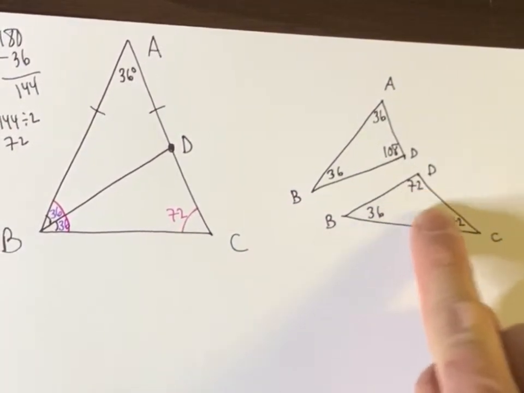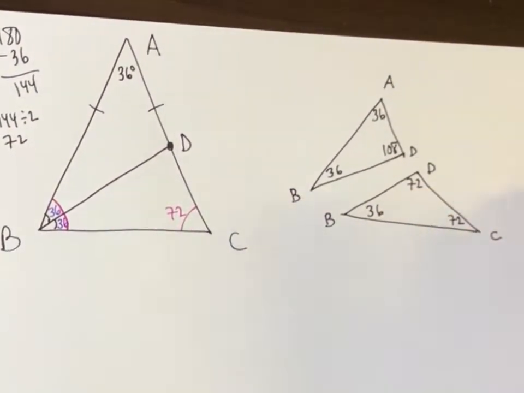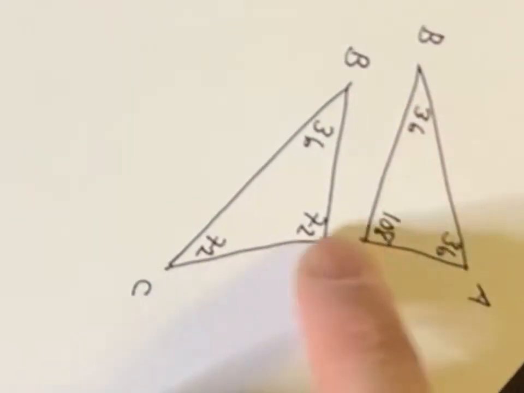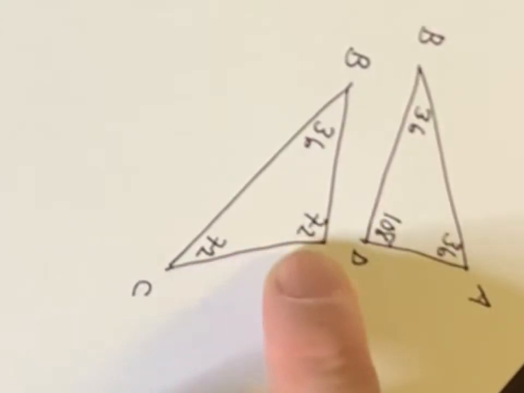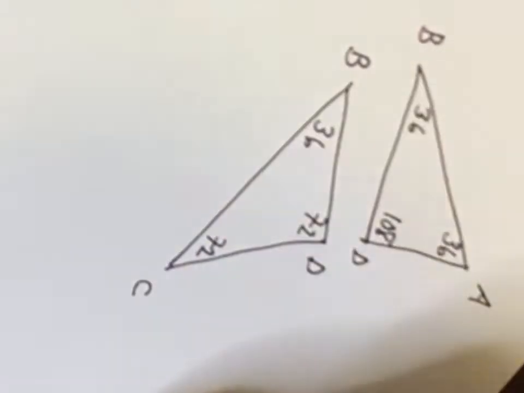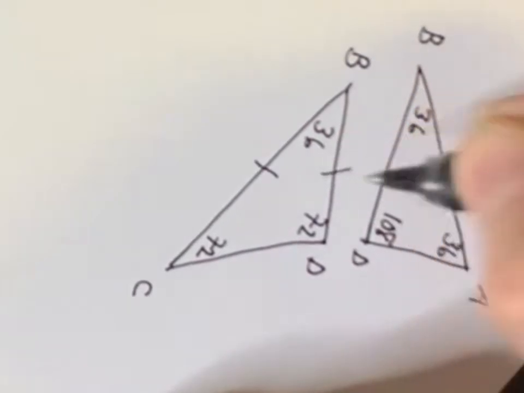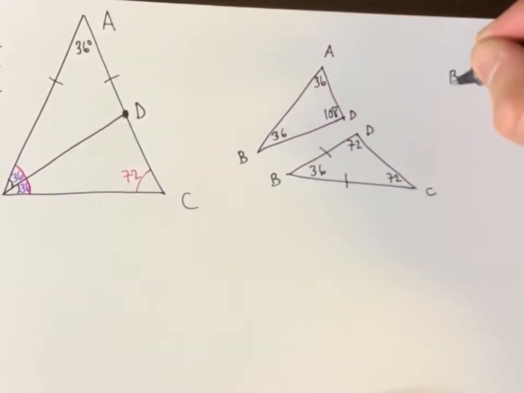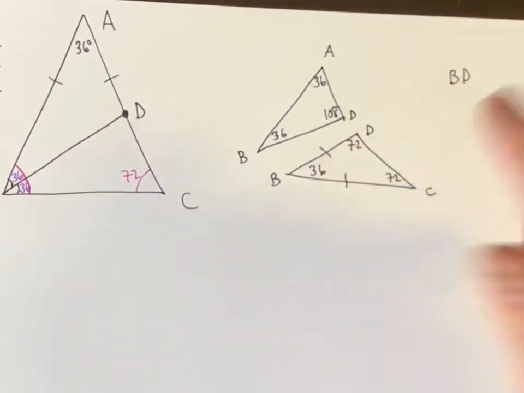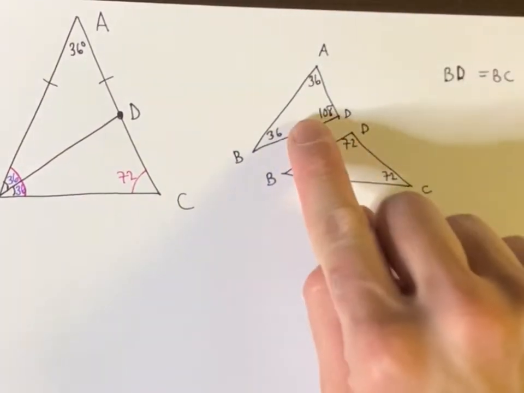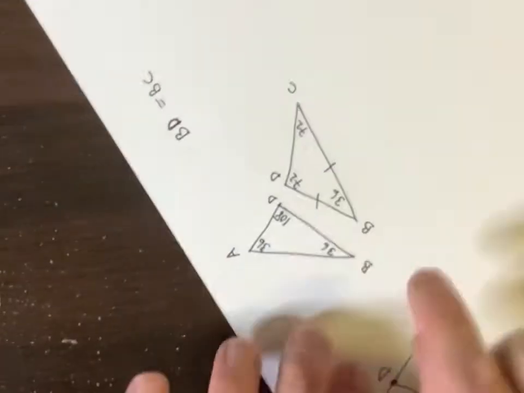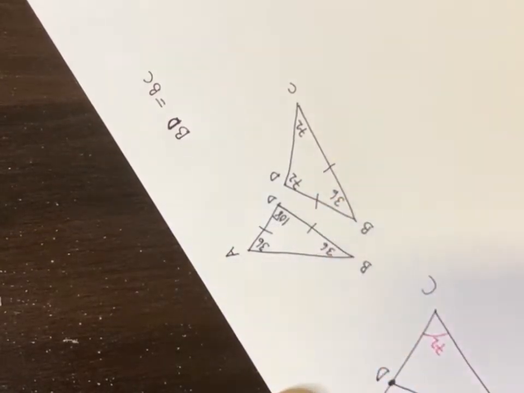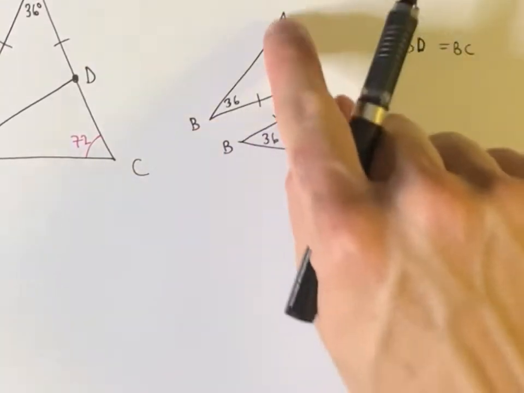This triangle here, it doesn't look it, but it's actually isosceles because that 72 is the same as this 72. And if these 72s are the same, by the converse of the base angles theorem, that means that those two sides are the same. So here we have that BD is the same as BC. But then look over here. If these 36s match, then this is the same as that. So that would tell us that BD is the same as AD.